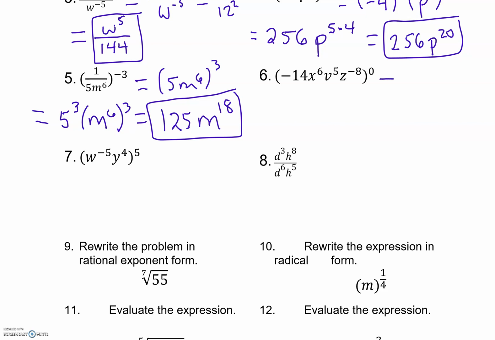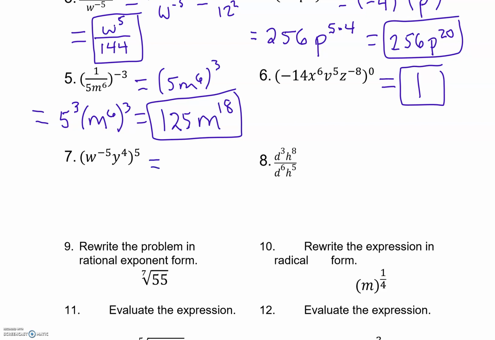Next question. We have some messy looking thing to the 0 power. Notice the parentheses? The whole thing is to the 0 power, and anything to the 0 power is, you got it, it's 1. No work necessary. The whole thing is to the 0 power, it's a 1.